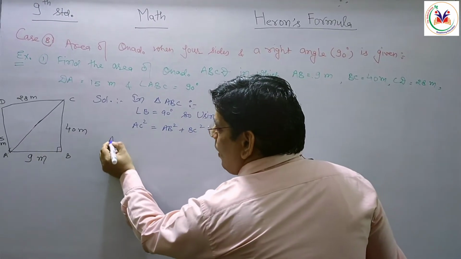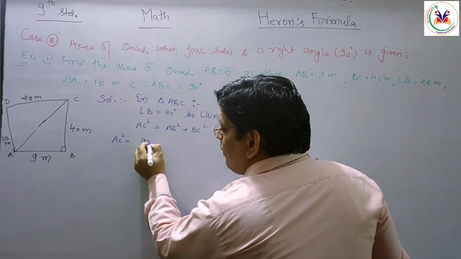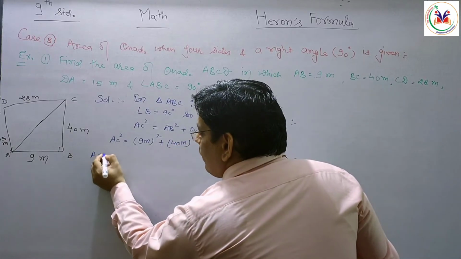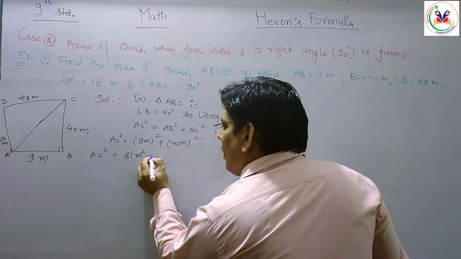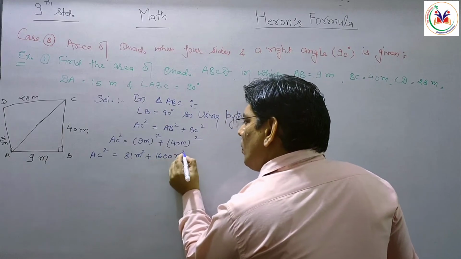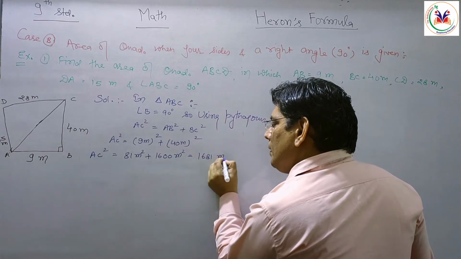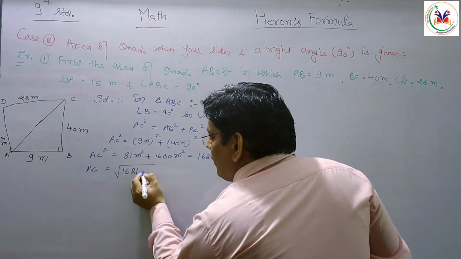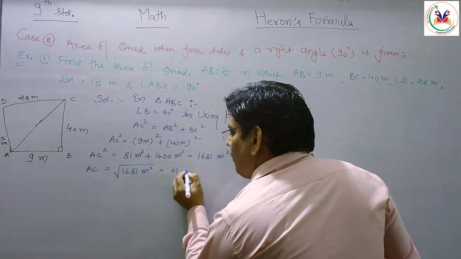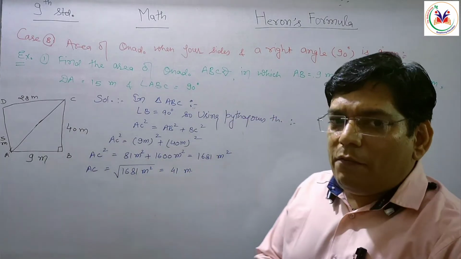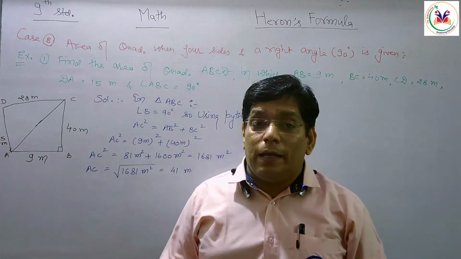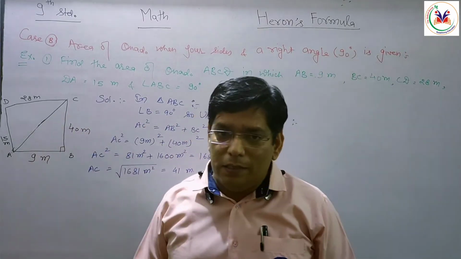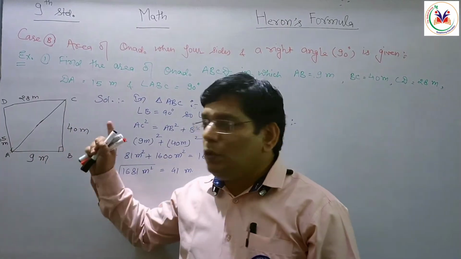Now AC square we should calculate. AB is 9 meter square, plus 40 meter square. AC square equals 81 meter square plus 1600 meter square, that will be 1681 meter square. And when we calculate AC, that will be under root 1681 meter square, or that will be 41 meter. Is that clear? So whenever one triangle is a right angle triangle, in that situation using Pythagoras theorem we have to calculate the hypotenuse, or you can say the diagonal of that given quadrilateral.